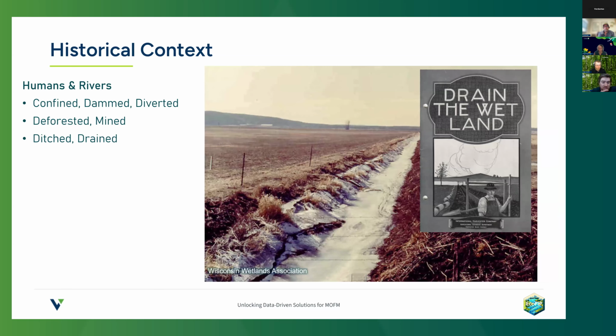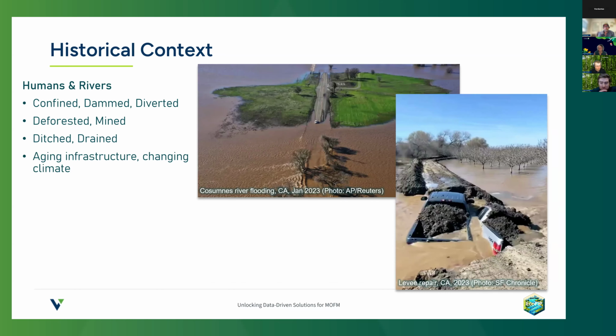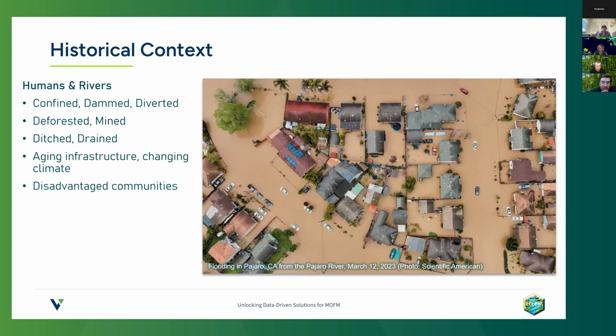And we've also ditched and drained significant portions of historic wetlands that used to inundate and maintain water for many months out of the year. Now those drain very quickly to make them more suitable for growing crops. We're also confronted with aging infrastructure in a changing climate and trying to think about how we manage our systems in a time of increasing flood risk, and the fact that some of our most vulnerable human populations are disproportionately affected by floods and other aspects of climate change in living in these floodplain areas.